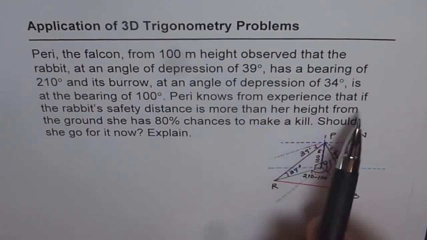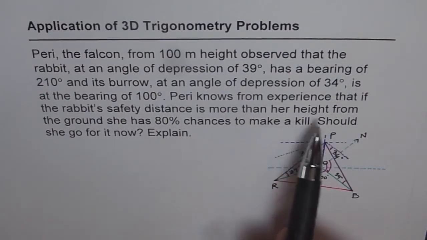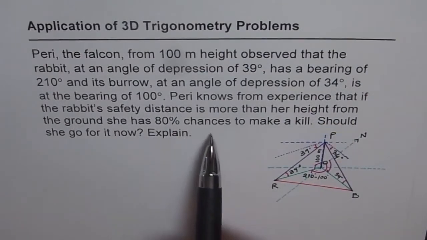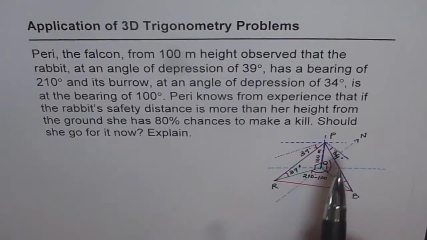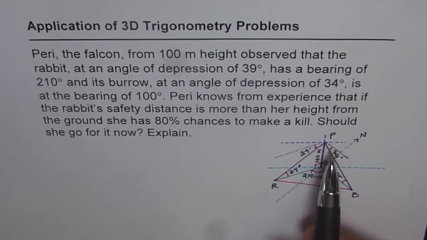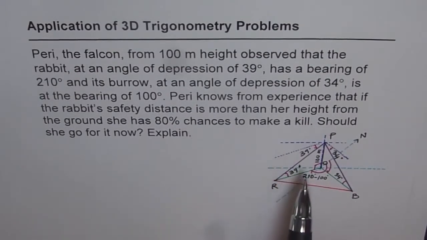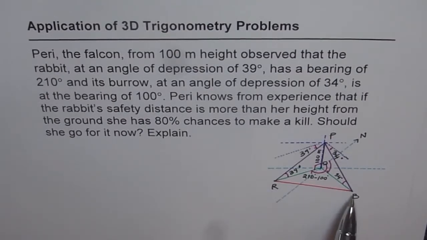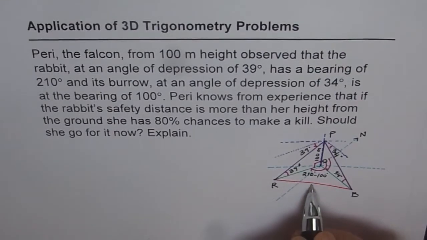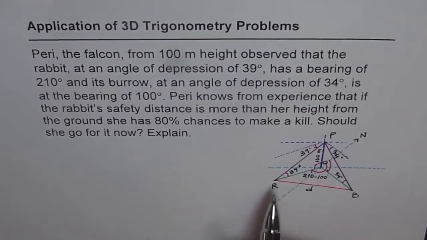Perry knows from experience that if the rabbit's safety distance is more than her height from the ground, she has 80% chances to make a kill. Well, they are not always successful, but they are very good hunters. But 80% chances are when the height is less than the distance RB. So we need to find the rabbit's distance from the burrow so that we know the safety distance. Let that distance be D. If this distance is more than 100, then Perry should try for a kill. So that is the situation, correct?